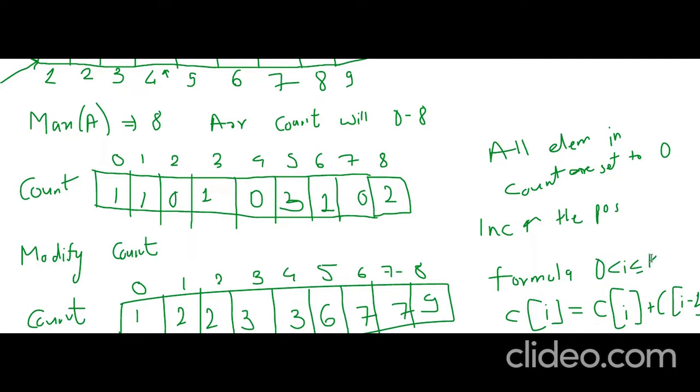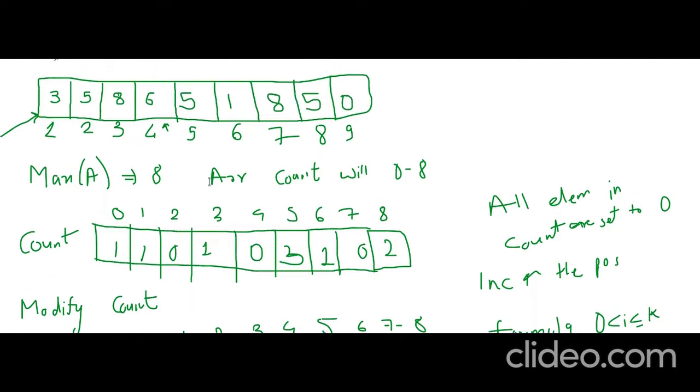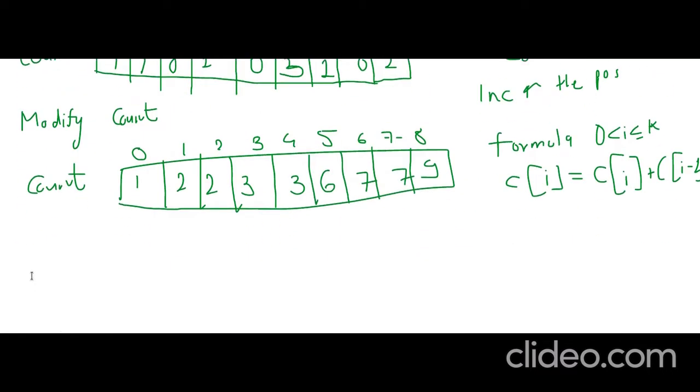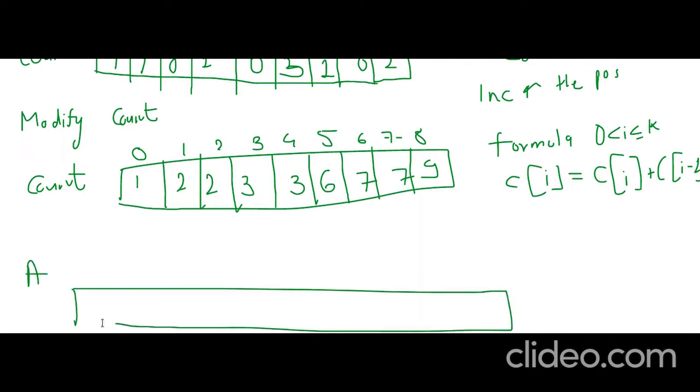After the count array is modified, the array A is sorted. How is it sorted? For more stability, we will begin from the end of that array. So let's number the array positions. So 0, 1, 2. I've made a mistake, so it will start from 1, 2, 3, 4, 5, 6, 7, 8 and 9.